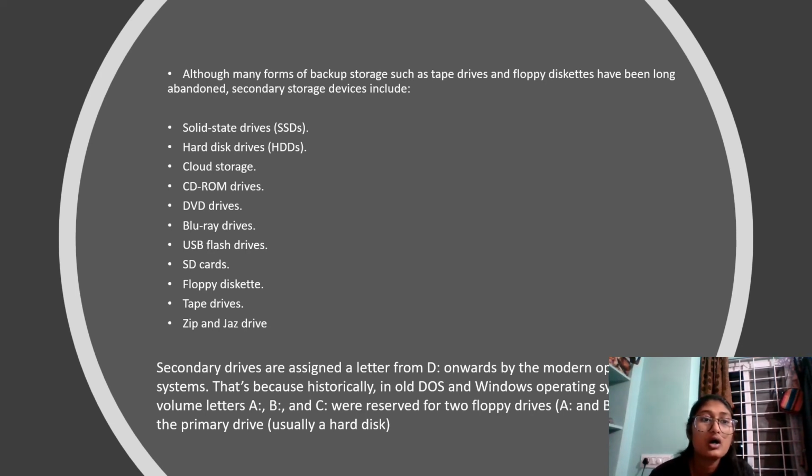Floppy disks have long been abandoned. Secondary devices include solid state devices, hard disk drives, cloud storage, CD-ROM drives, DVD drives, Blu-ray drives, USB flash drives, floppy disks, tape drives, and zip and swap drives. Secondary drives are assigned from D onwards in the modern system. Historically, in old Windows operating systems, volume letters A and B were reserved for two floppy drives, and C was the primary drive, usually the hard disk.